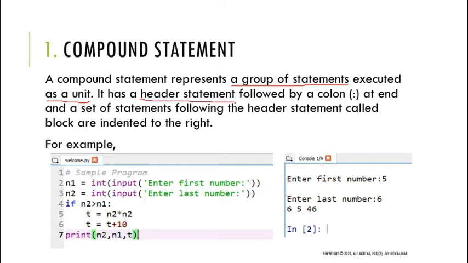It has a header statement which must be followed by a colon at the end. Before a group of statements, there is one statement which is known as the header statement, and that header statement must end with a colon. This group of statements is also called a block, and it must be indented to the right. To the right of whom? Of the header statement. It must be indented in comparison with the header statement, at least four spaces.